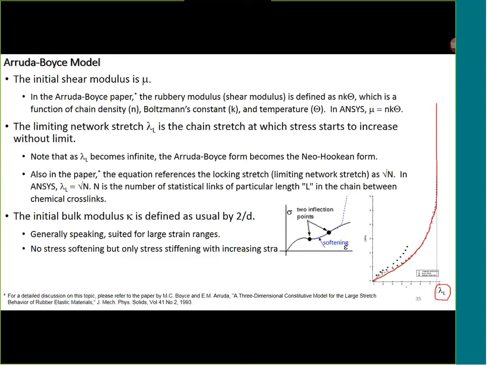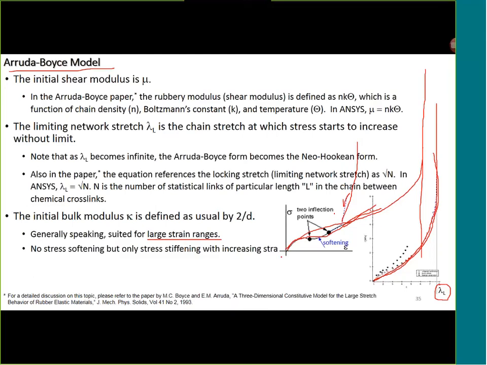So if any material shows this kind of steep stiffening behavior, then it is recommended to use the Arruda-Boyce model. If the material is showing not a very steep stiffening behavior like this, but like this, then this may not be very useful. But if it is showing a very steep stiffening, this material model becomes a very useful model. And also this is very suitable for large strain ranges, because typically this would happen after reaching a particular strain. If you want to capture this behavior, it becomes very useful.